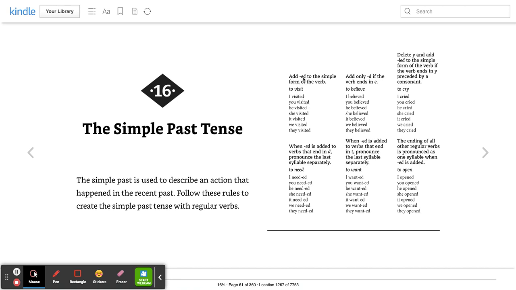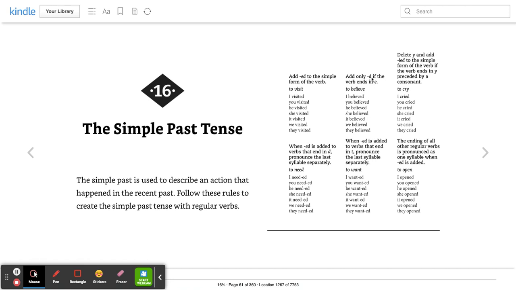Add ed to the simple form of the verb. For example, to visit. This is the simple form of the verb, visit. To create a simple past tense form, we add ed. I visited, you visited, he visited, she, it, we, they, all visited.